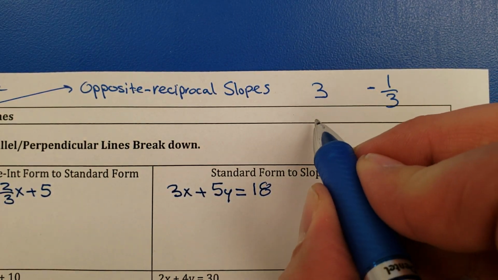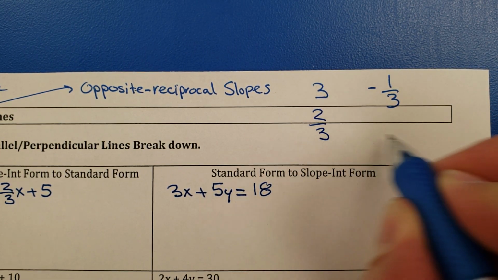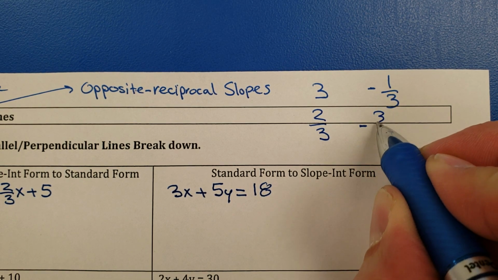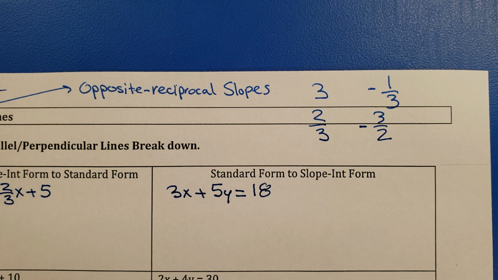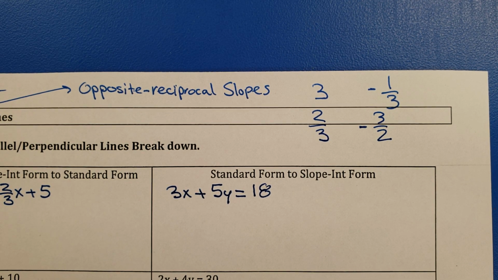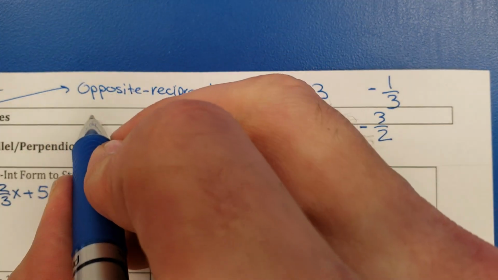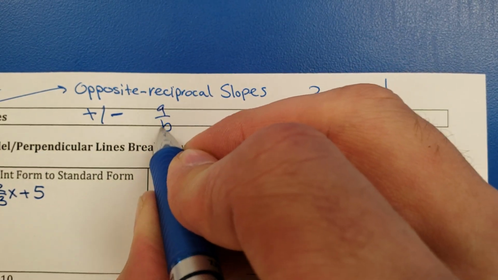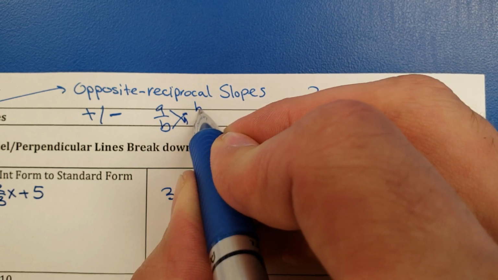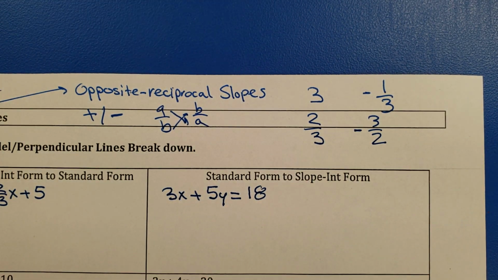So another quick example would be like 2/3 and then negative 3/2. Okay, so you got to flip and make opposite. One's got to be positive, one's got to be negative, and they have to be reciprocals. So opposite and then reciprocals have to be flipped, and they have to be opposite, one positive, one negative.